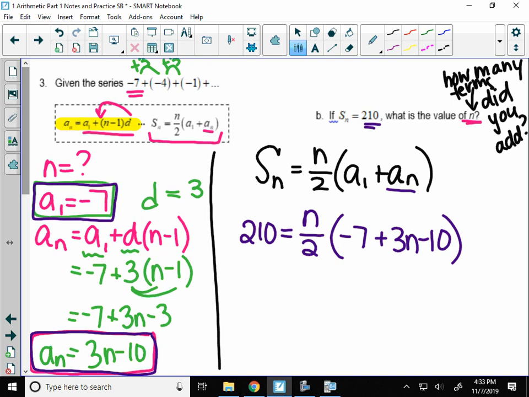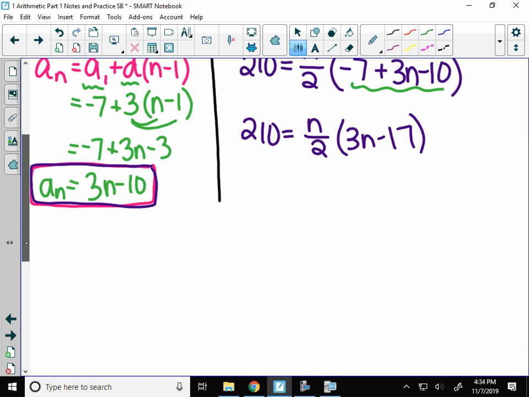Now, it doesn't look great, but at least it's a start. And the only thing I'm missing now is the n, and that happens to be the variable I'm looking for. So I'm on the right track. Now what I'm going to do is I'm going to have you simplify inside the parentheses here to start. So let's rewrite this as 210 equals n over 2 times 3n minus 17.